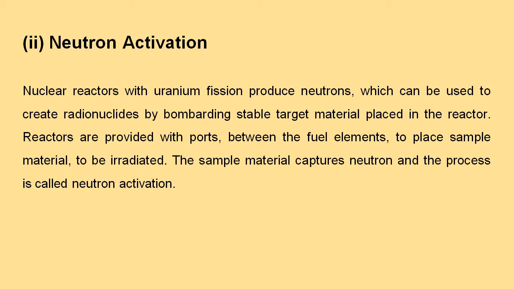Nuclear reactors with uranium fission produce neutrons, which can be used to create radionuclides by bombarding stable target material placed in the reactor. Reactors are provided with ports between the fuel elements to place sample material which is to be irradiated. The sample material captures neutrons and the process is called neutron activation. So, you are placing some material and it is transformed to other materials by the absorption of neutrons. So, they are activated to other materials. That is why it is known as neutron activation.